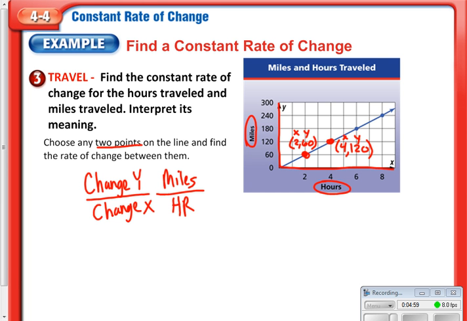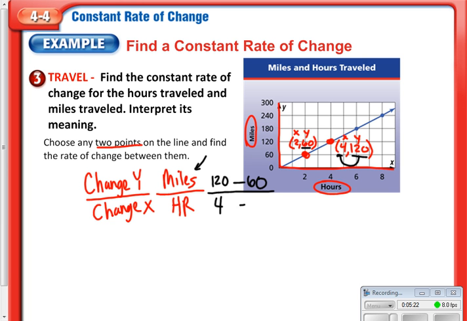So I look at the top part here, and it's talking about miles. I look over my two ordered pairs, and that is 60, 120. Well, how am I going to get a change and end up positive? I'm going to take 120, take away 60, over 120 correlates with 4, which is my hours, or my x value.